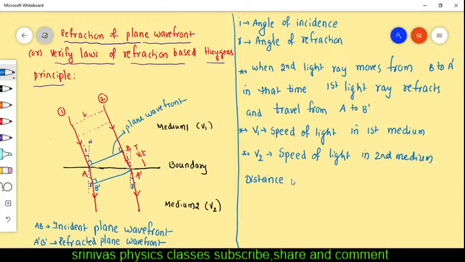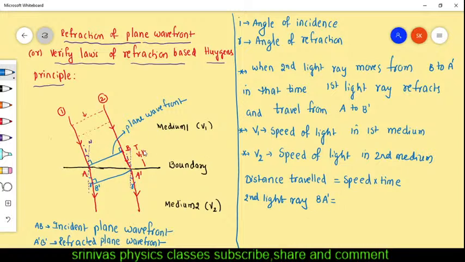Distance traveled is equal to speed into time. Here, the distance traveled by the second light ray: how much distance does it travel in time t? The second light ray travels from B to A dash. That distance is equal to speed into time.